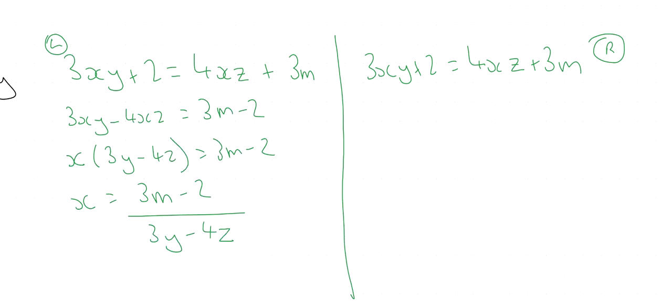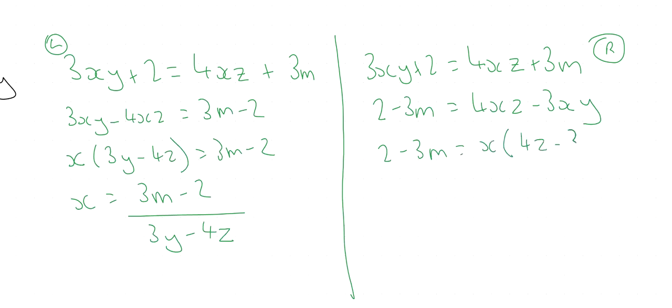So let's do the same thing on here in case you did it that way. I'm going to bring, sorry, 3m, my bad. 2 minus 3m. And then I've got 4xz minus 3xy. Okay, 2 minus 3m. I'm going to pull out x as my common factor. And then I'm going to bring this across as a division. 4z minus 3y. Can you see that these are the same thing, but every sign is different?